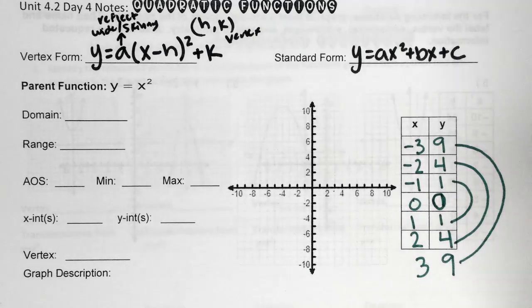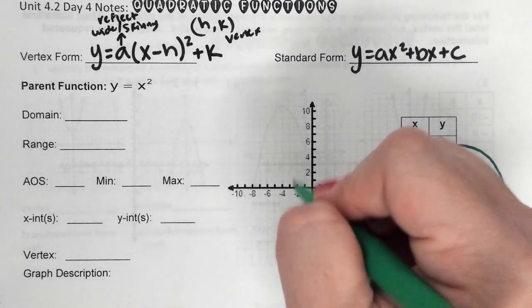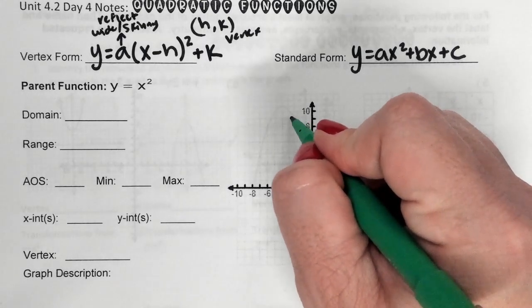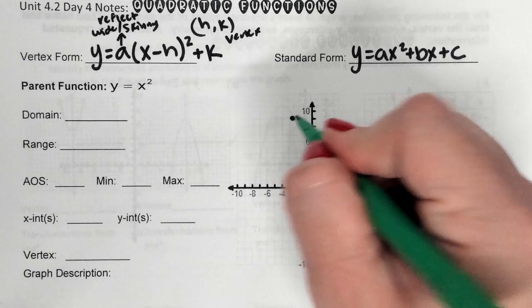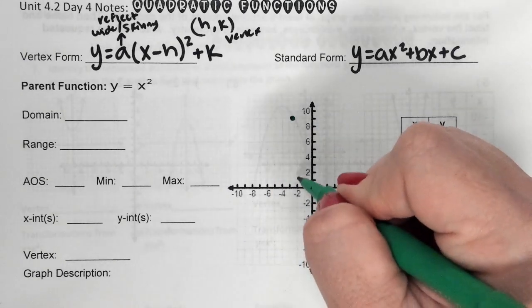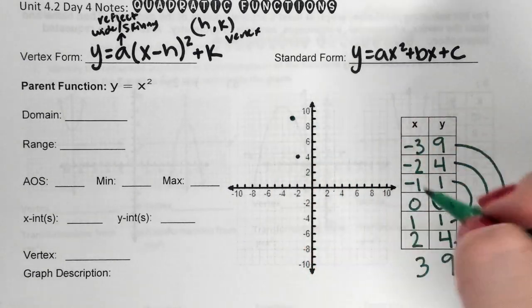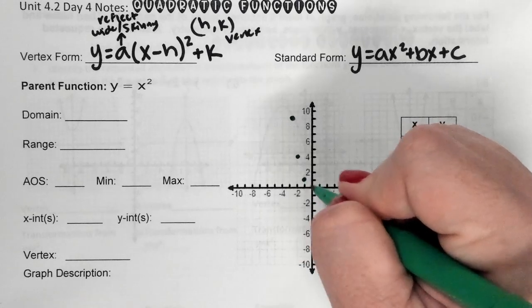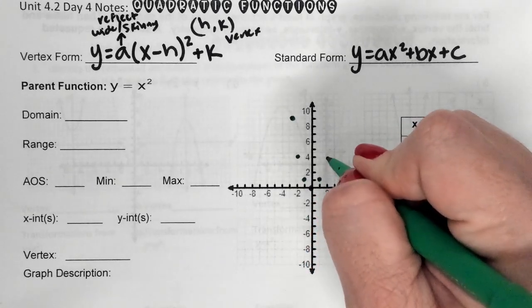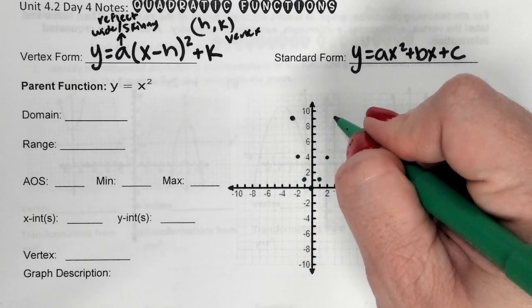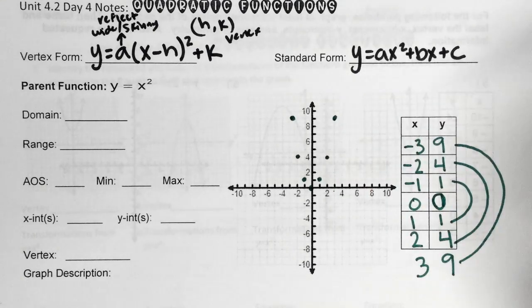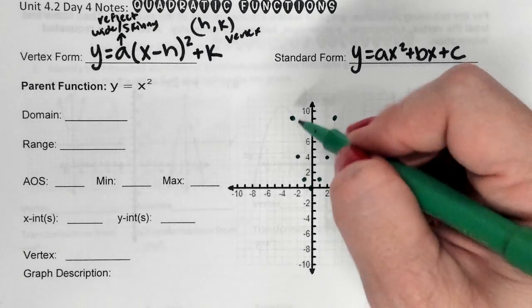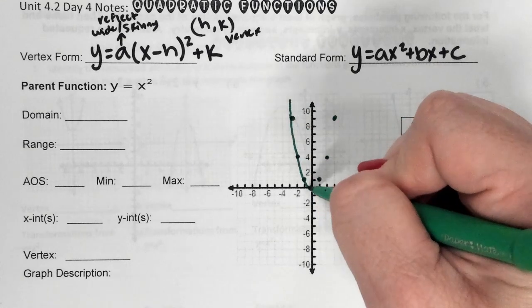So we can plot those points. -3, 9. -2, 4. -1, 1. 0, 0. 1, 1. 2, 4. 3, 9. And connect our dots.